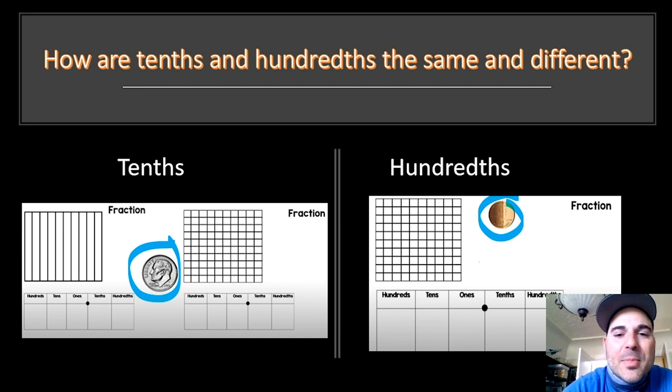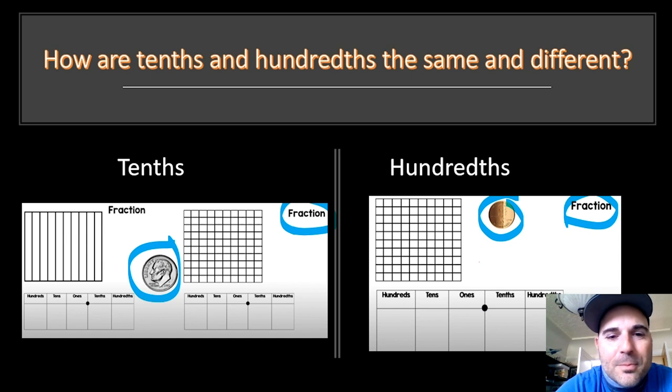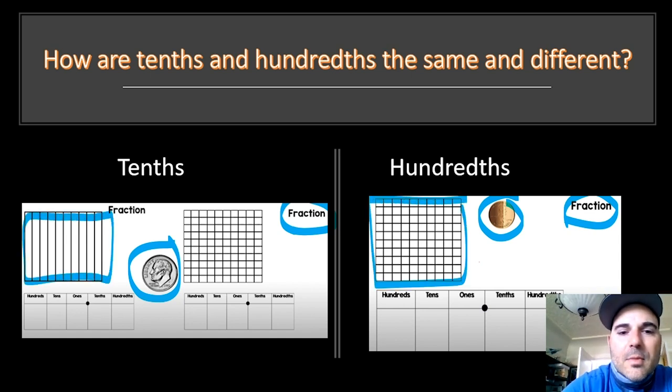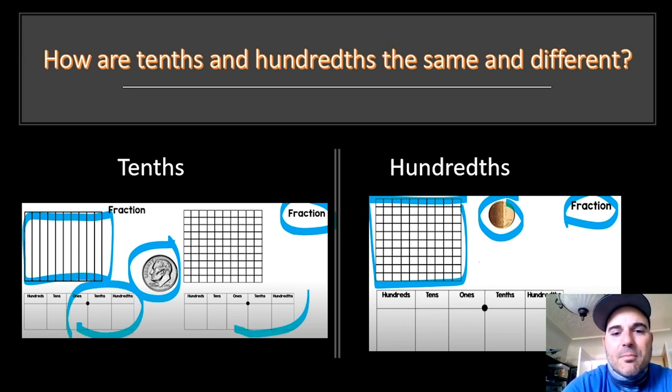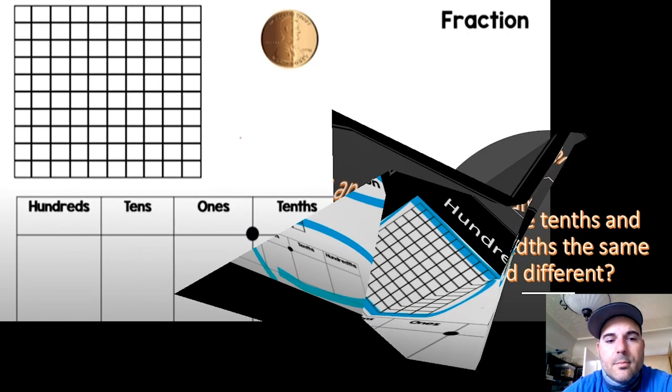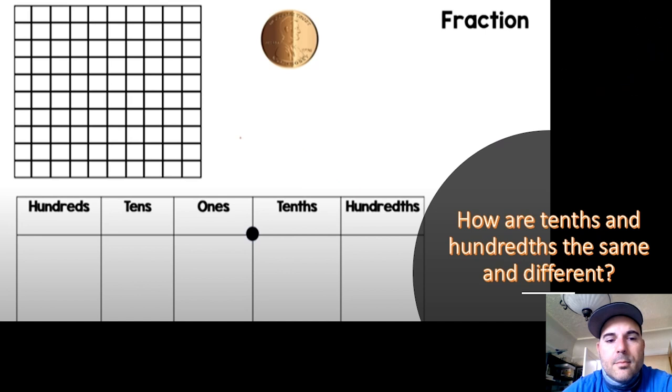Tenths and hundredths can also be written as fractions. They can be shown by coloring in a decimal grid. And they can be written numerically using a decimal. And they're both placed on the right of that decimal. Let's take a look at both of these a little bit closer. Think to yourself, are we talking about tenths on this slide, or are we talking about hundredths on this slide?